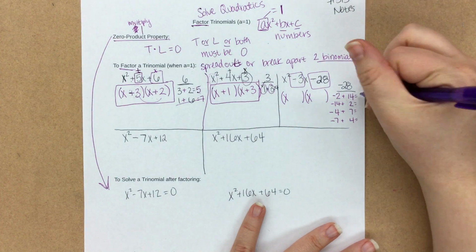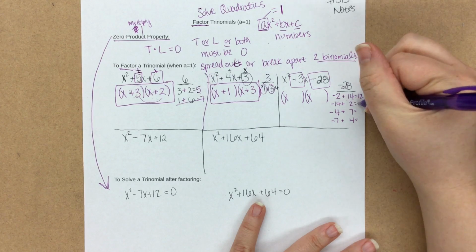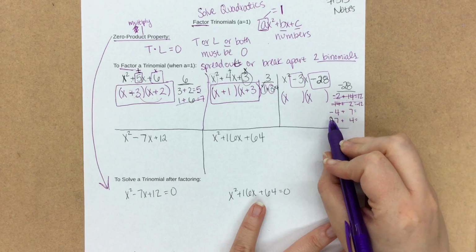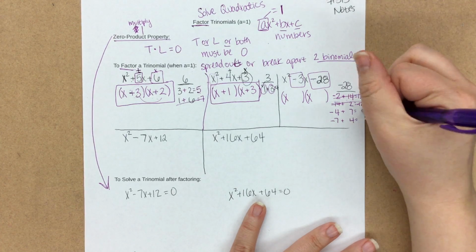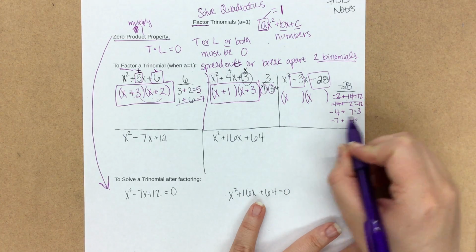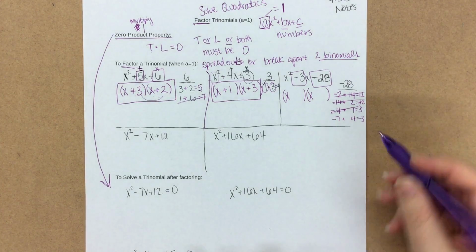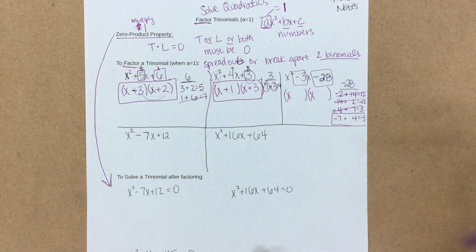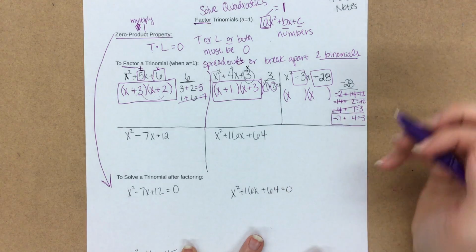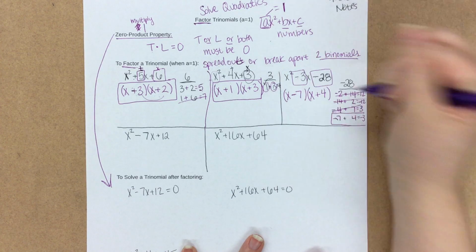So negative 2 plus 14 is 12, so that's not it. Negative 14 plus 2 is negative 12, so that's not it. Negative 4 plus 7 is a positive 3, so that's pretty close, but not quite. But negative 7 plus 4, that gives me my negative 3. Okay. So when I put these in here, I just want to make sure that there is a minus sign in front of my 7. So maybe minus 7 and plus 4.